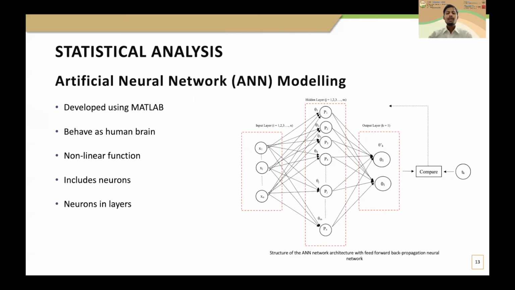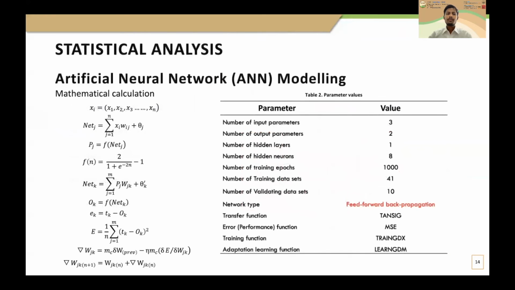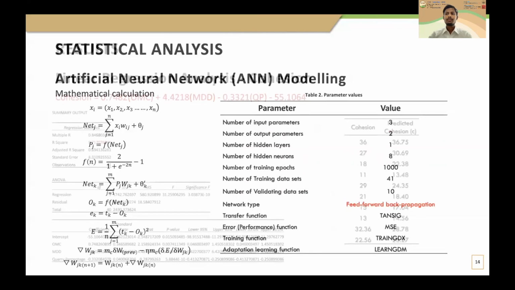First, input and output parameters. Input parameters are split into neurons, and then weights and biases are added. After the output comes, the output will be compared to the real value and the error calculated. If the error is higher than what we have configured, it will backpropagate and give a more accurate output. This slide shows the mathematical calculation that happens behind the scenes. And to the right, it shows the configuration of the ANN network.